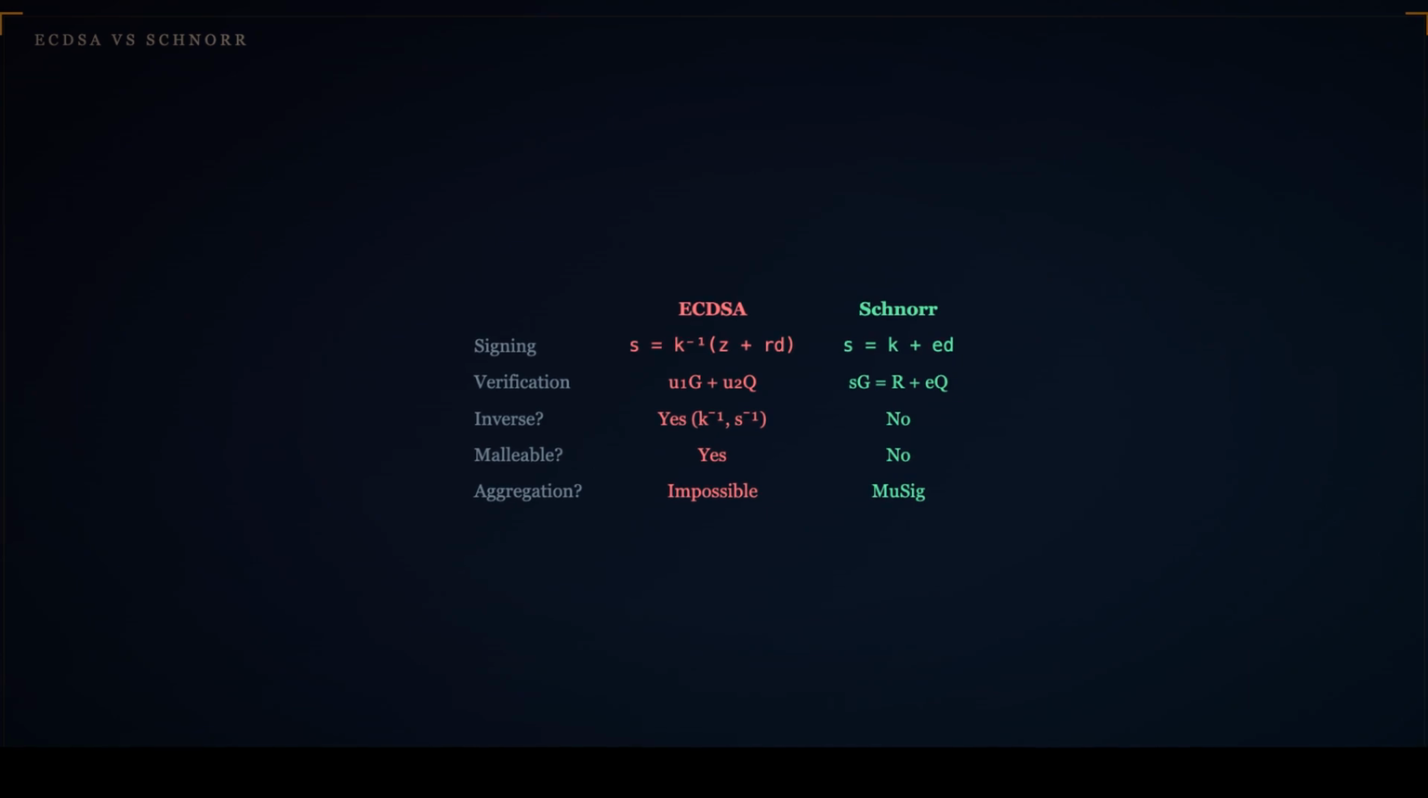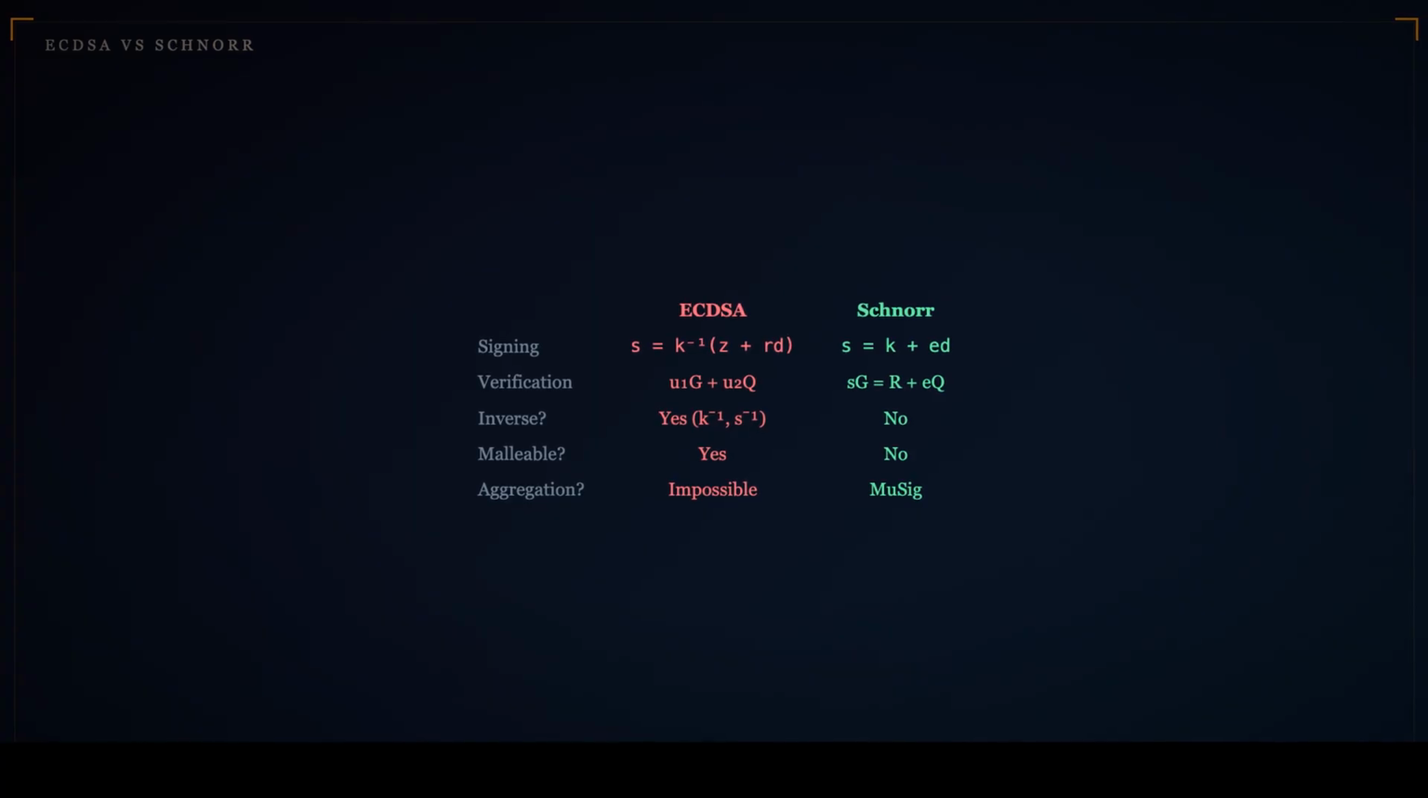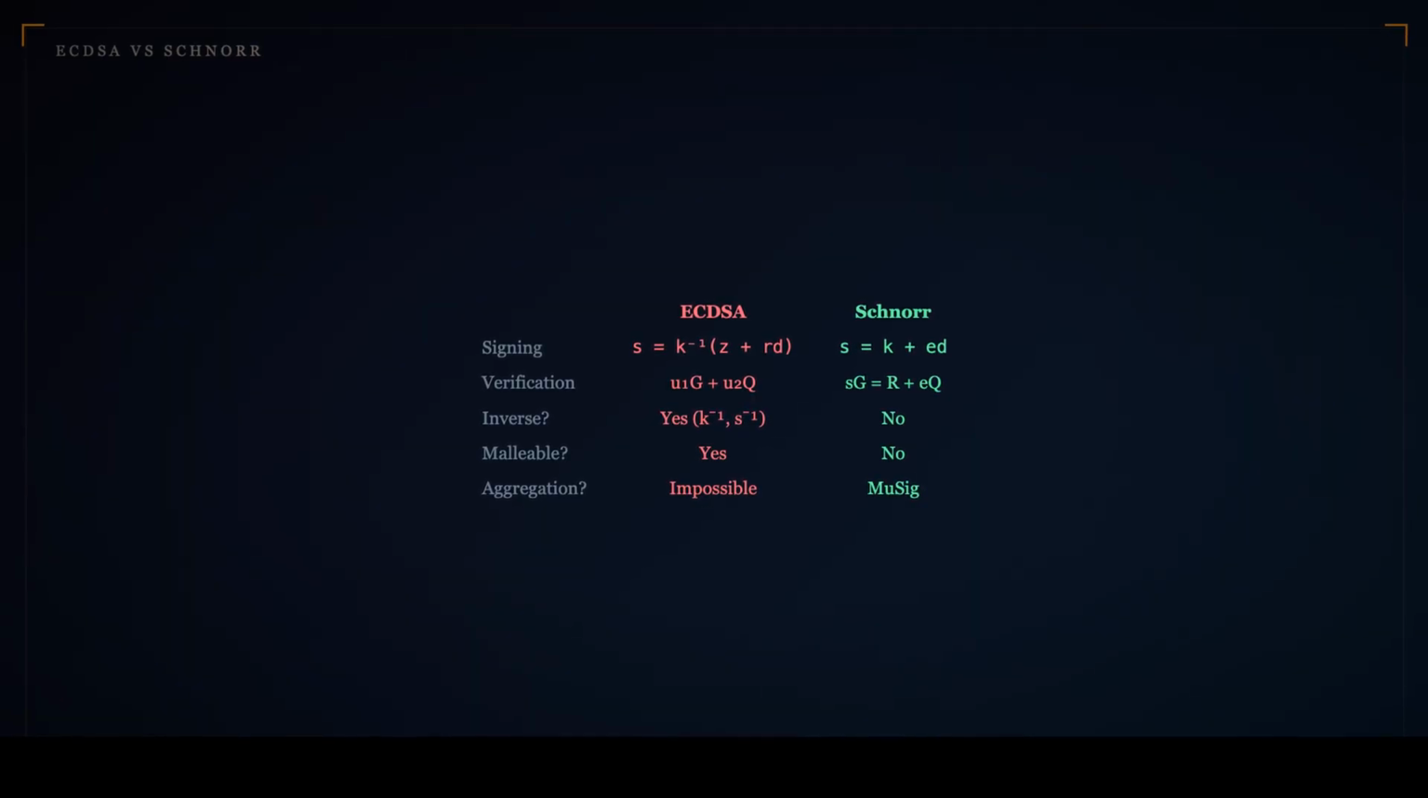Side by side, the contrast is stark. ECDSA signing requires a modular inverse, s equals k inverse times z plus r d. Schnorr signing is purely additive, s equals k plus e d. ECDSA verification needs 2 scalar multiplications and a coordinate check. Schnorr verification is one equation. ECDSA is malleable. Both r, s and r, n minus s are valid. Schnorr is canonical by construction, and critically, Schnorr supports signature aggregation while ECDSA does not.